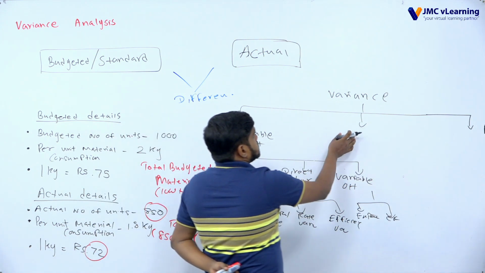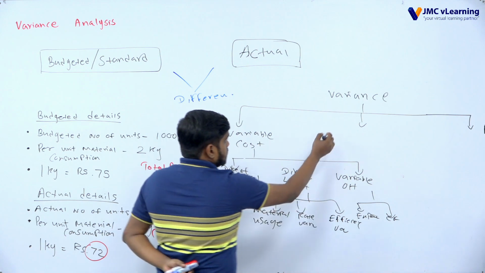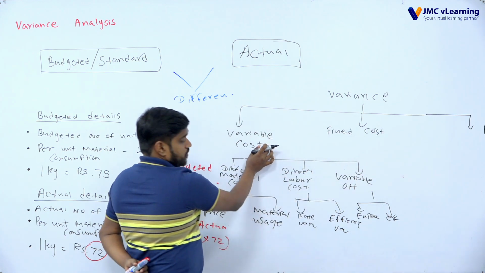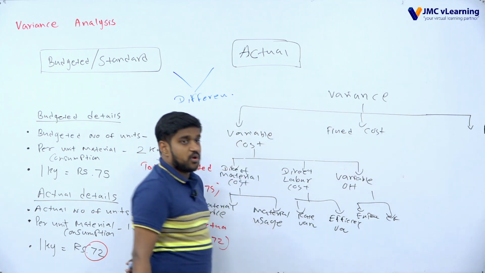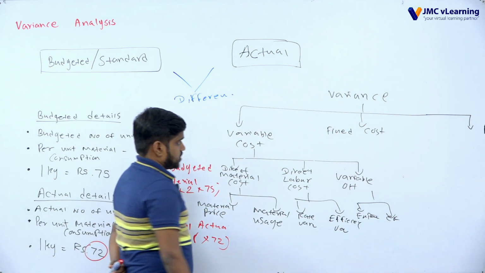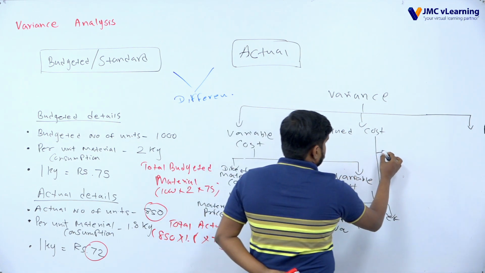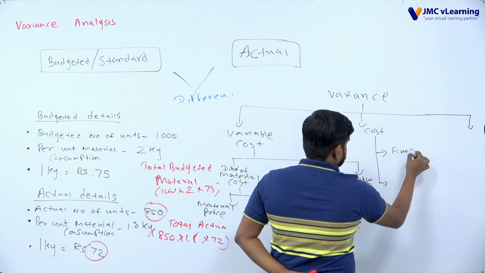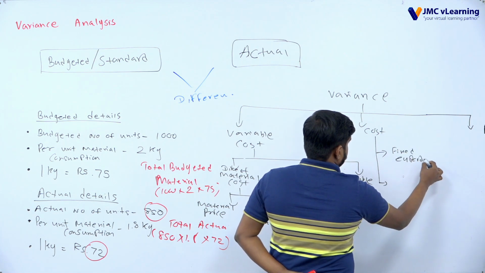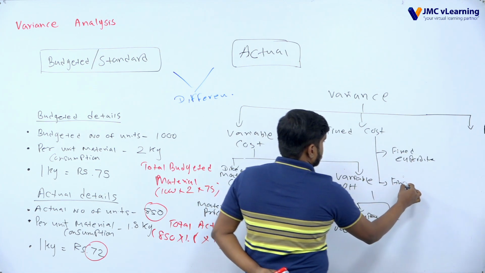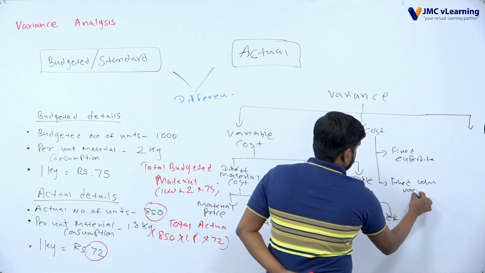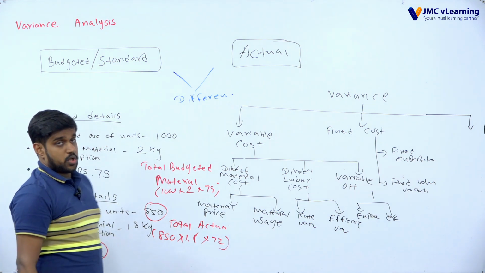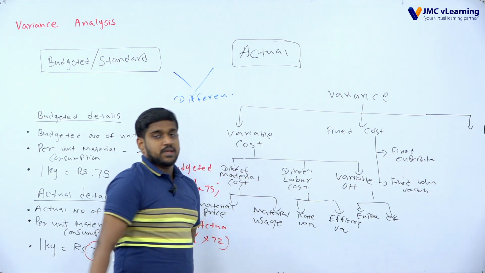The second type of variance is fixed cost variance. That was for variable cost; then we have to calculate variance for our fixed cost. Under the fixed cost we have to calculate two types of variance: fixed expenditure variance and fixed volume variance.